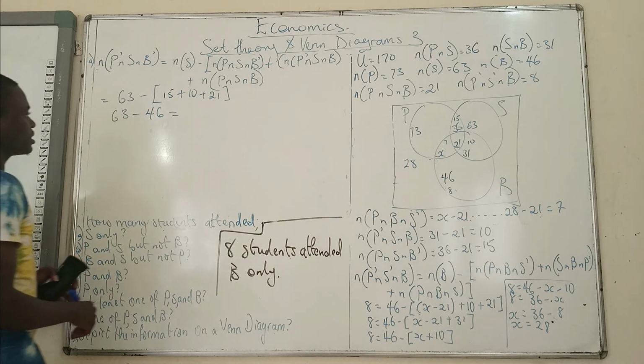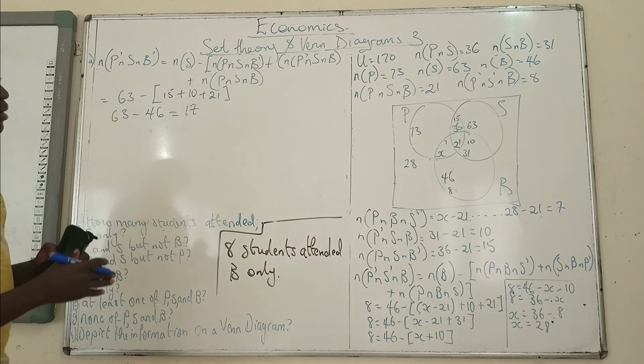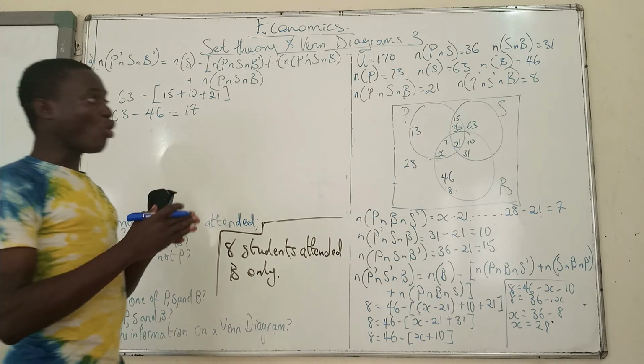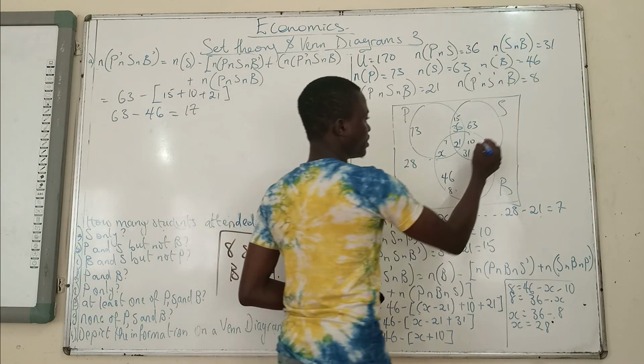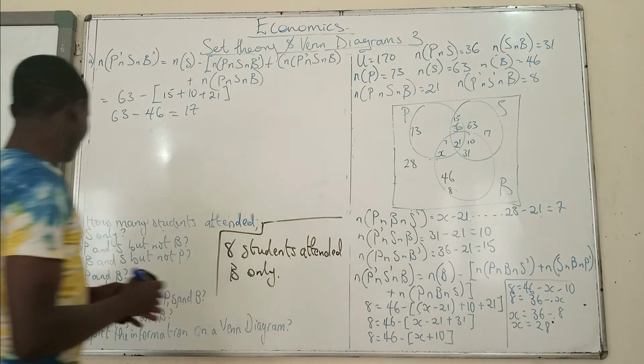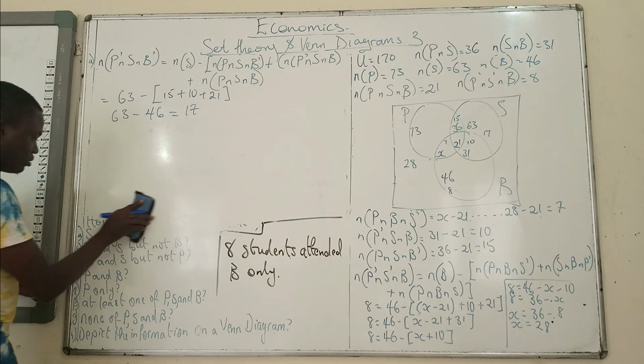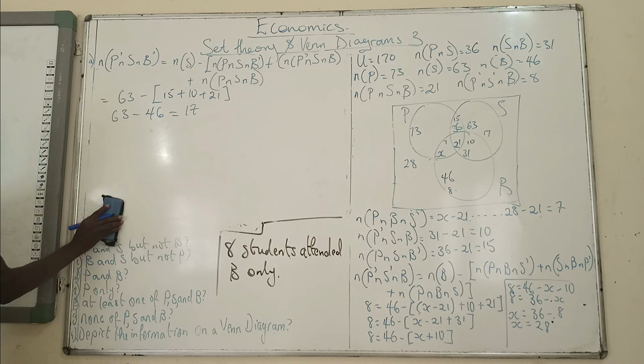So 63 minus 46 is going to give us 17. That means 17 students acquired secondary school education only. 17 of them. So I can just write that as 17. So we are done with that question. I can just erase this to create more space.